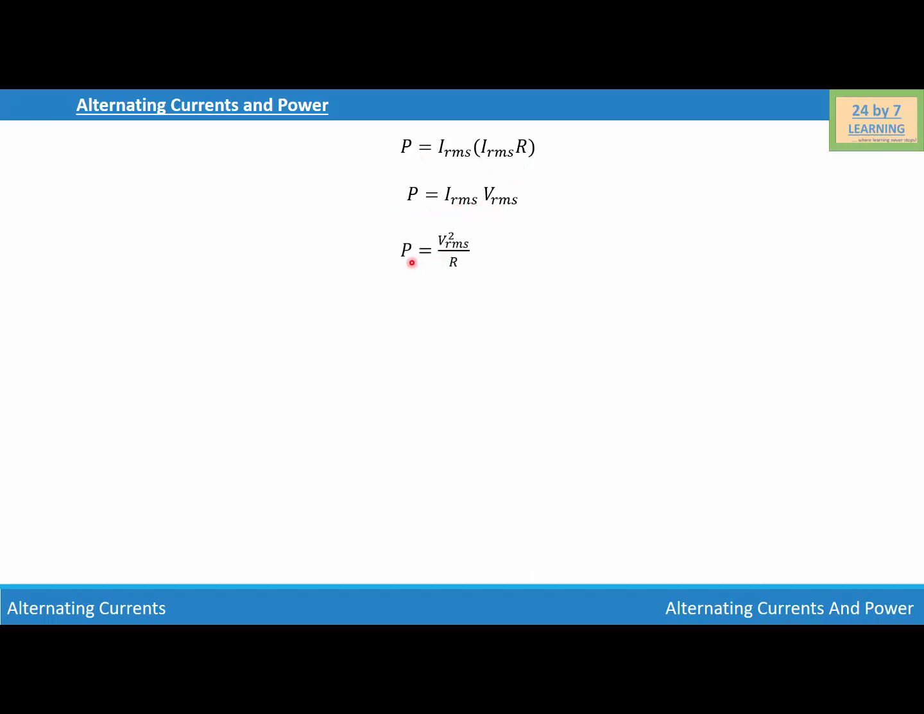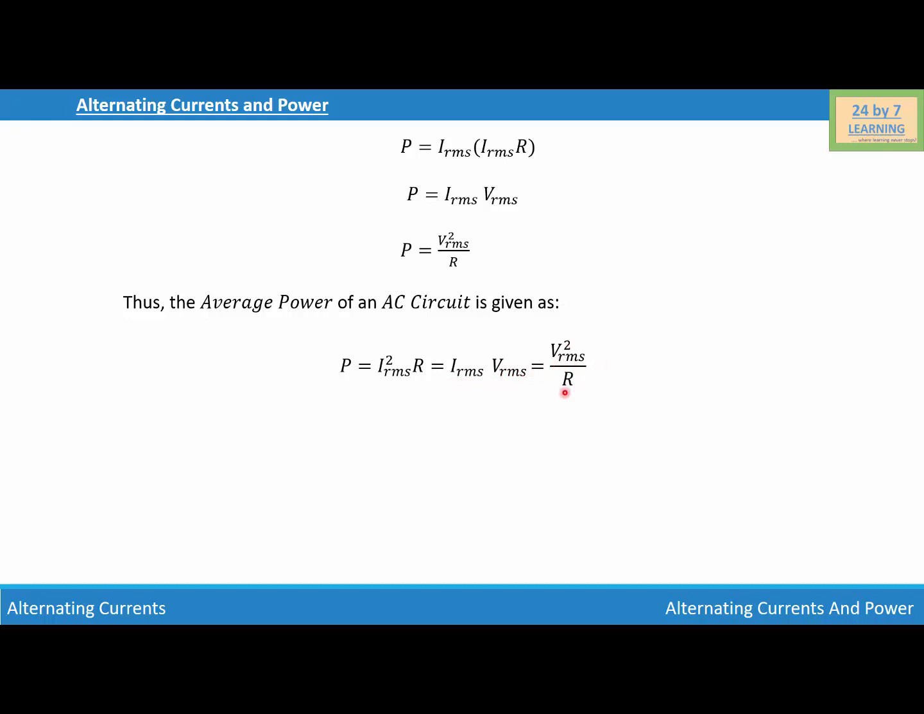The other form to write the power is P = V_RMS²/R, because we know that I = V_RMS/R, and if we substitute that value, we will get the power as this. So we can write the average power of an AC circuit as P = I_RMS² times R, that is equal to I_RMS times V_RMS, and that is also equal to V_RMS²/R.